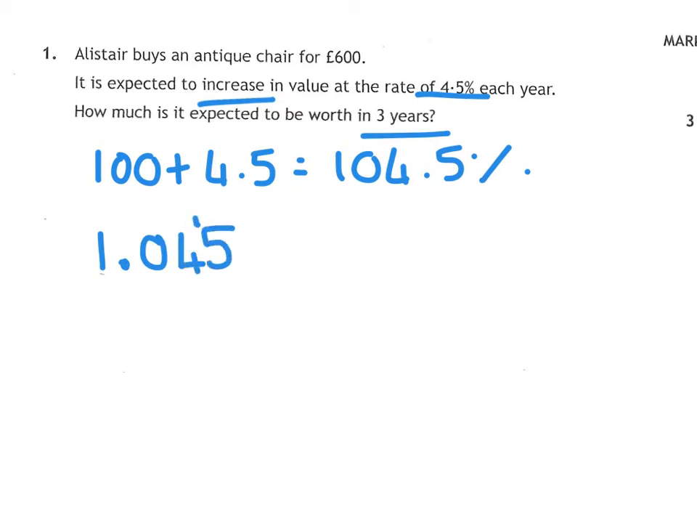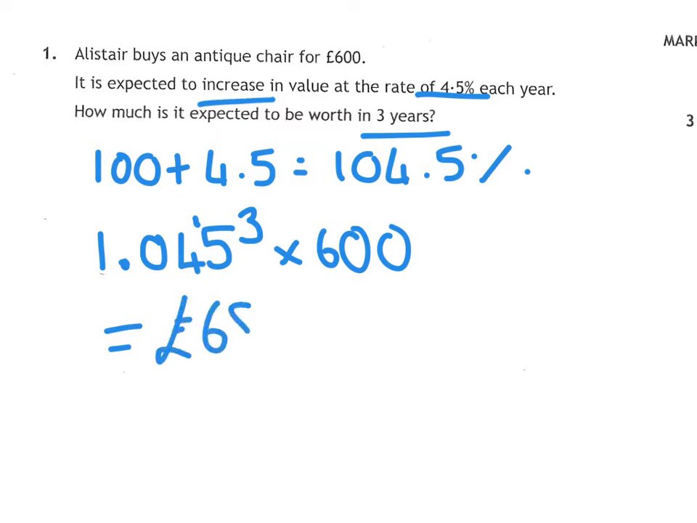And we're doing that for 3 years, so power 3 times the value of the chair. And then simply make sure you type that into your calculator very carefully. They've not mentioned any rounding here, so we just do it to the nearest penny because it's money. So 684 is 699, so that would go up to 70 pence. Okay.